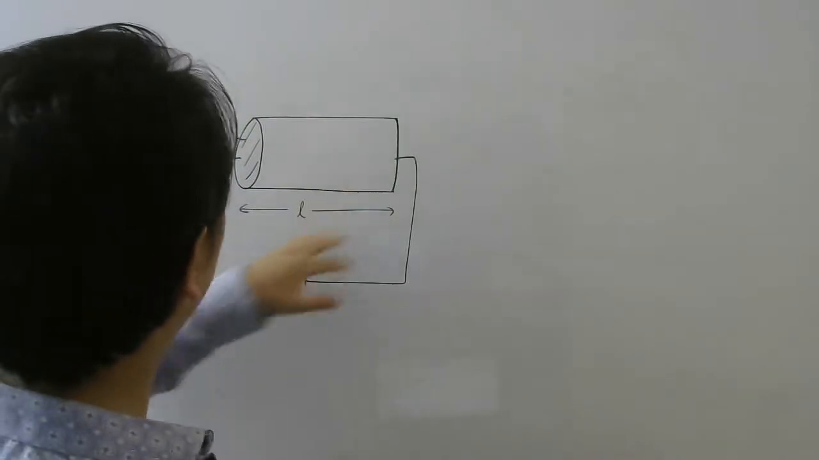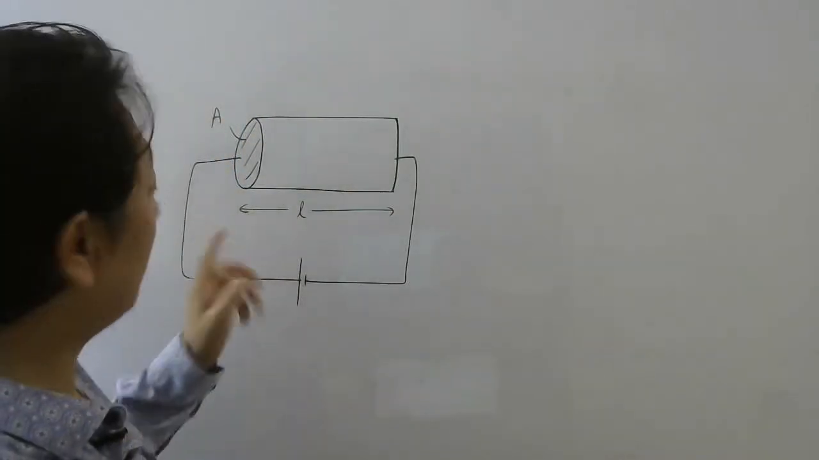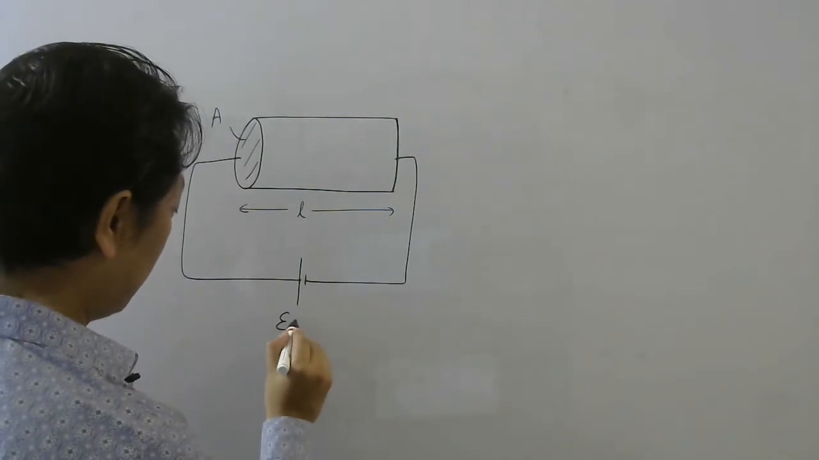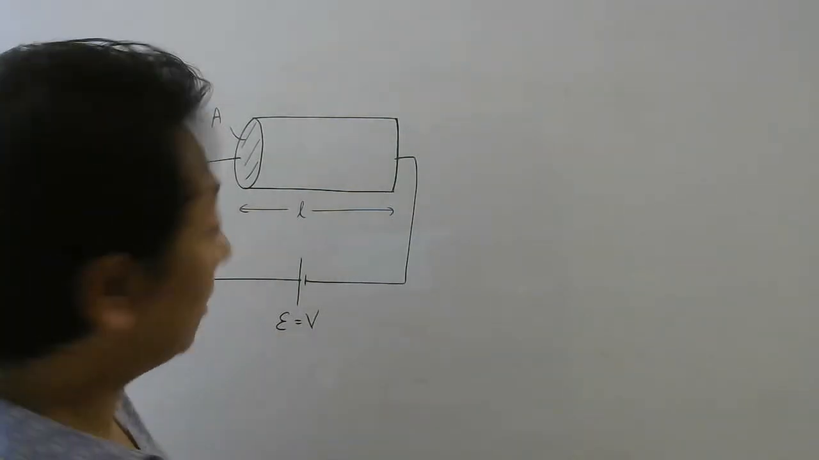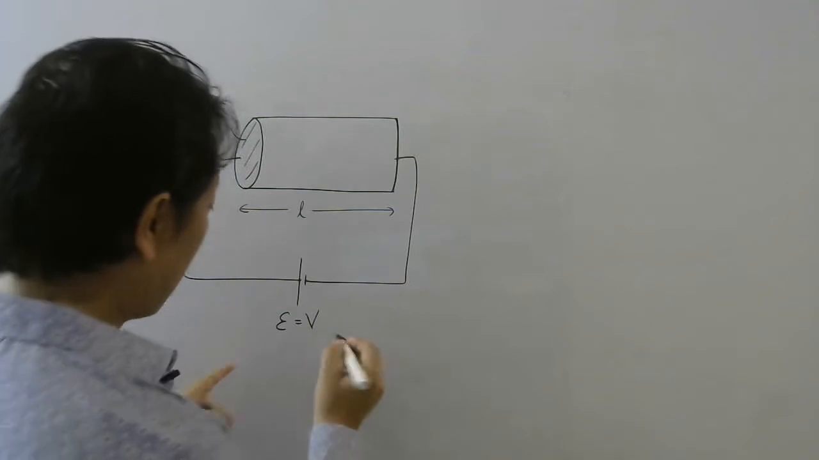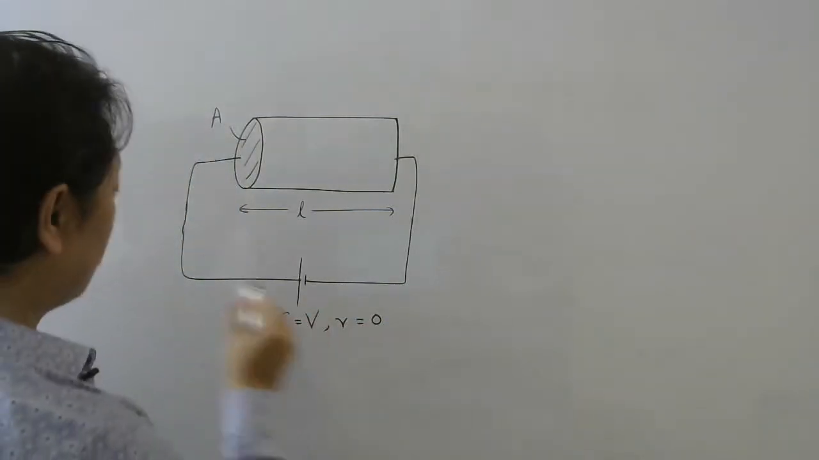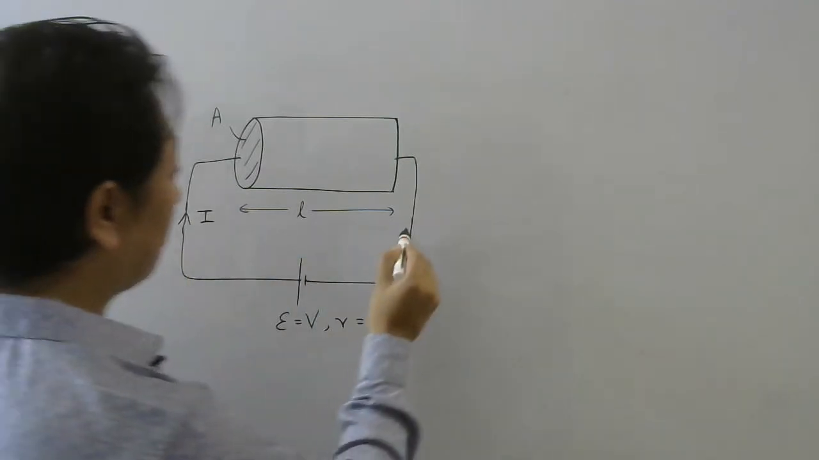So here is the conductor whose area of cross section is A and length is L, and a battery of EMF E equal to V is connected across the conductor. I will assume the internal resistance of the battery is 0. Now because of this cell, current will flow, right?